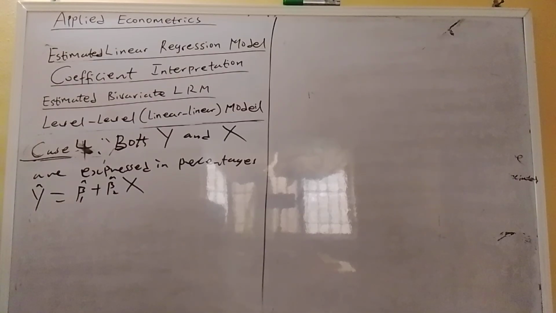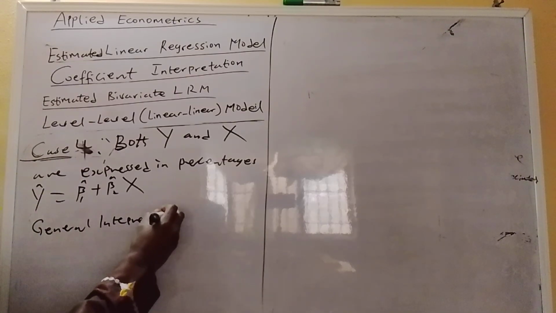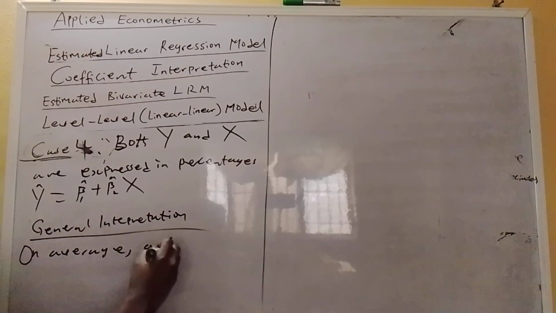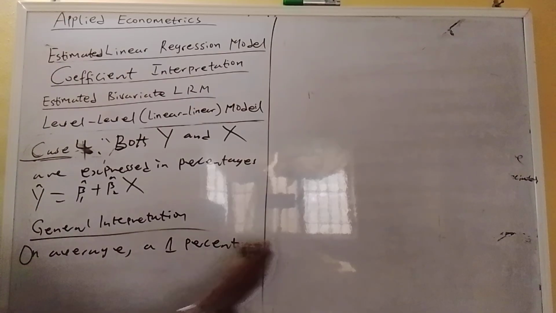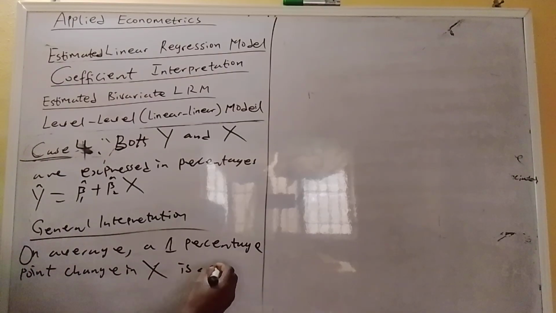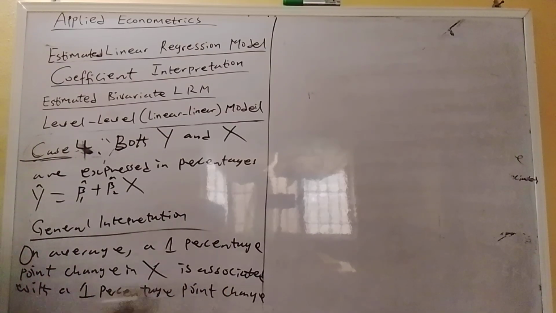It's very simple. The general interpretation is that on average, a 1 percentage point change in variable x is associated with a 1 percentage point change in y.